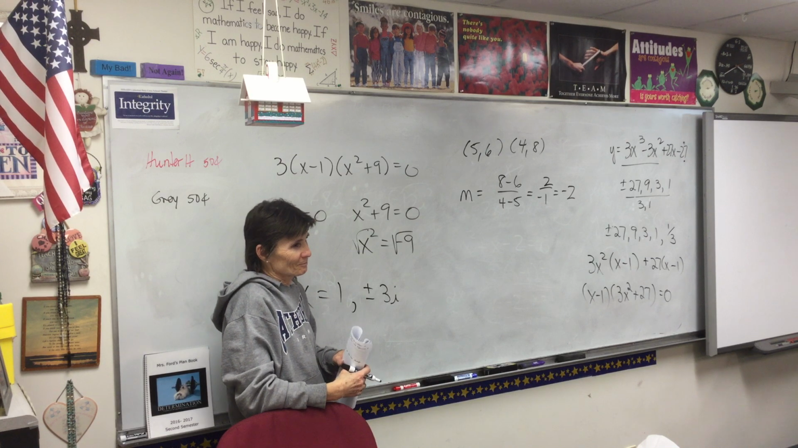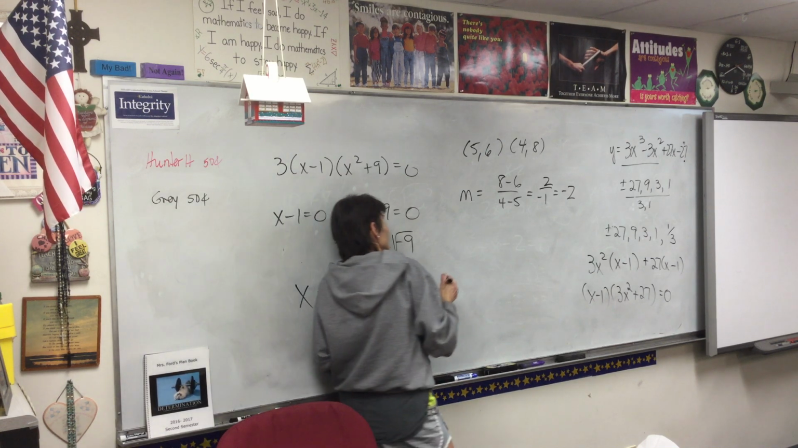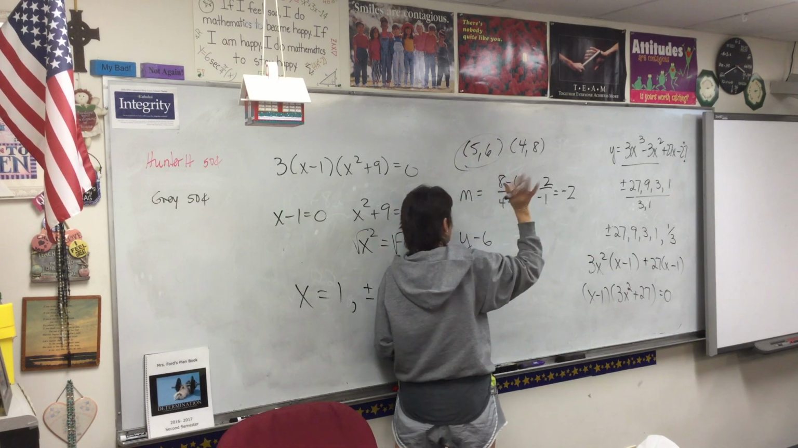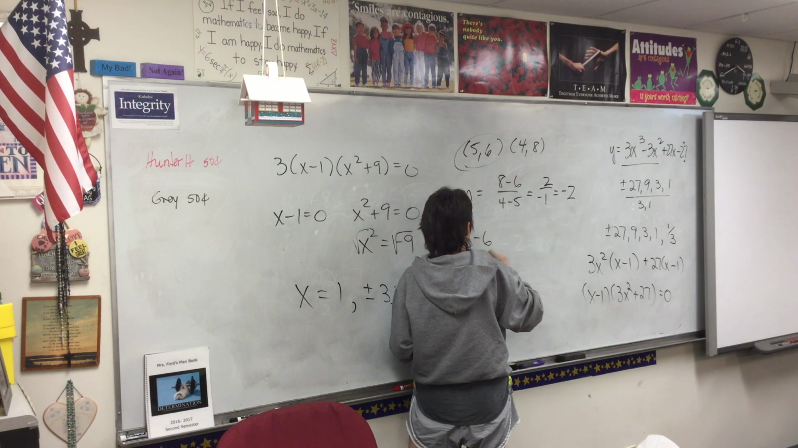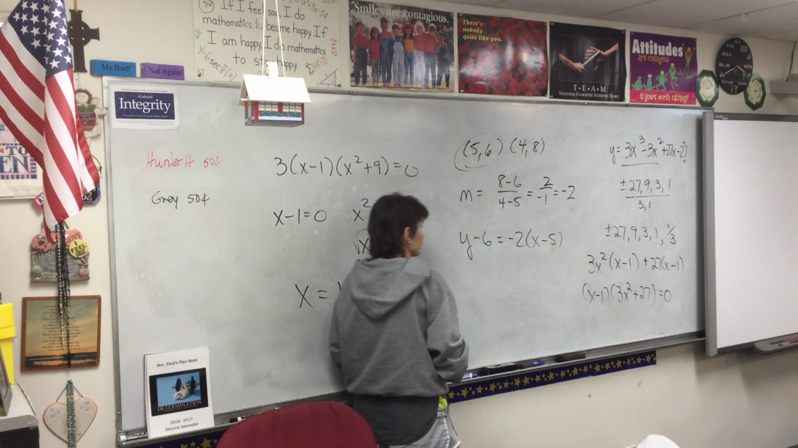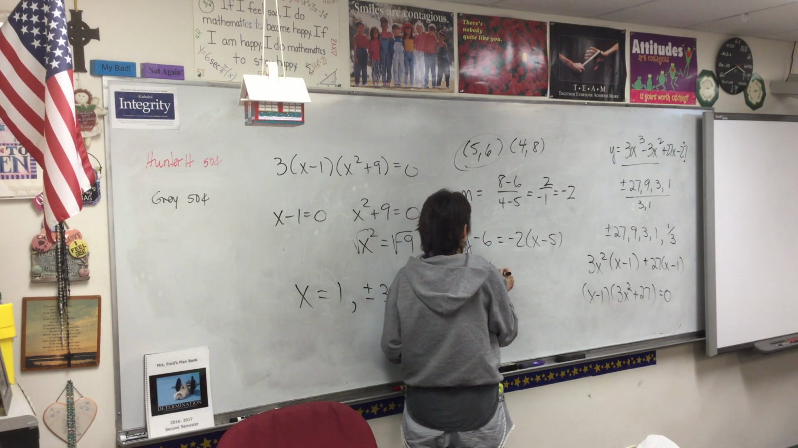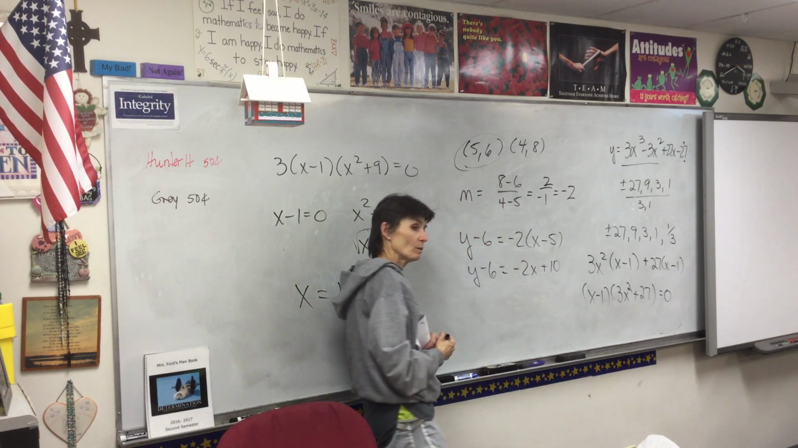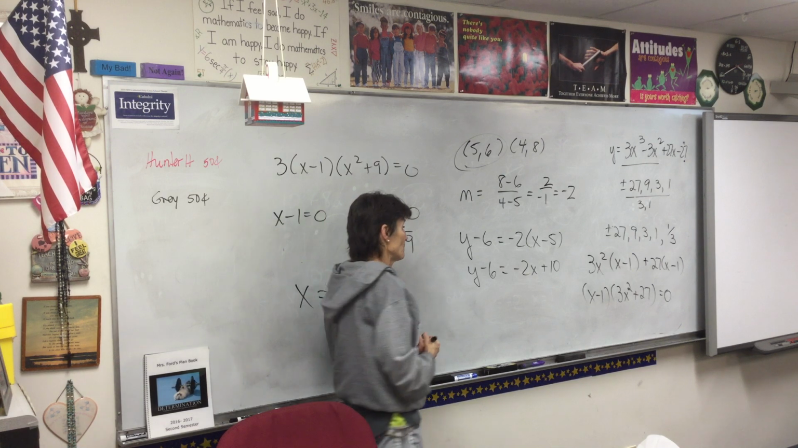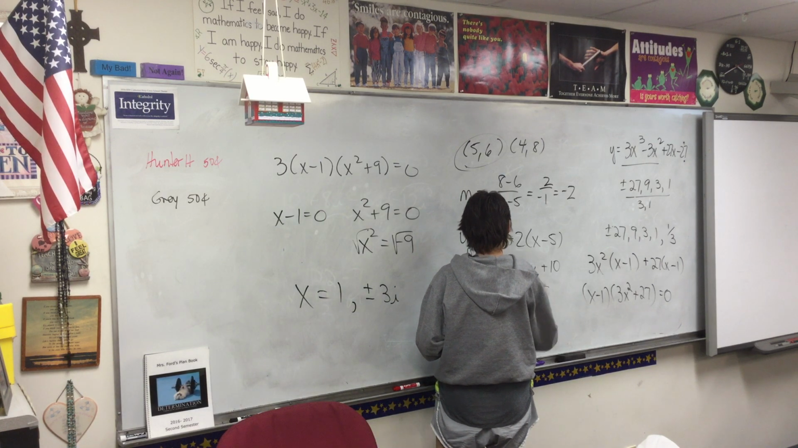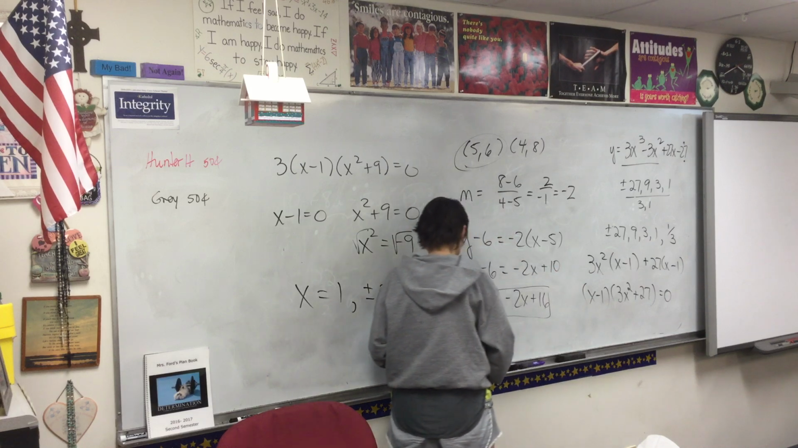Now what? So y minus, pick a point, I'll do this one, it doesn't matter, pick one. y minus 6 equals negative 2, x minus 5. So y minus 6 equals negative 2x plus 10. I'm being very careful with my arithmetic. Add the 6 over. So y equals negative 2x plus 16.